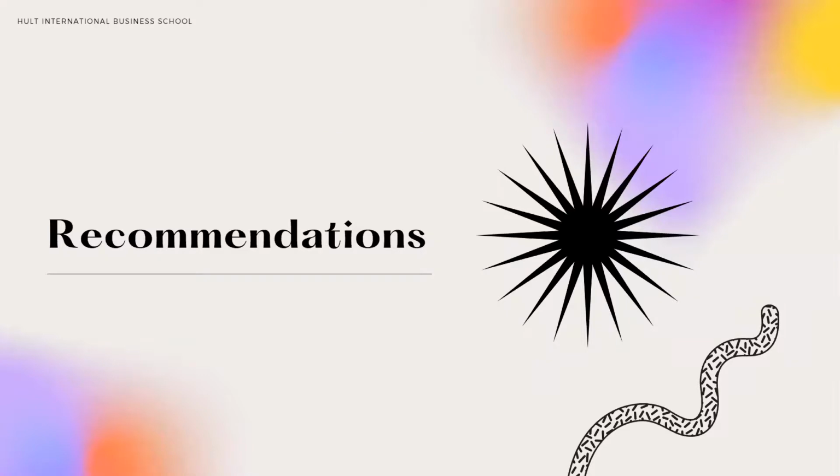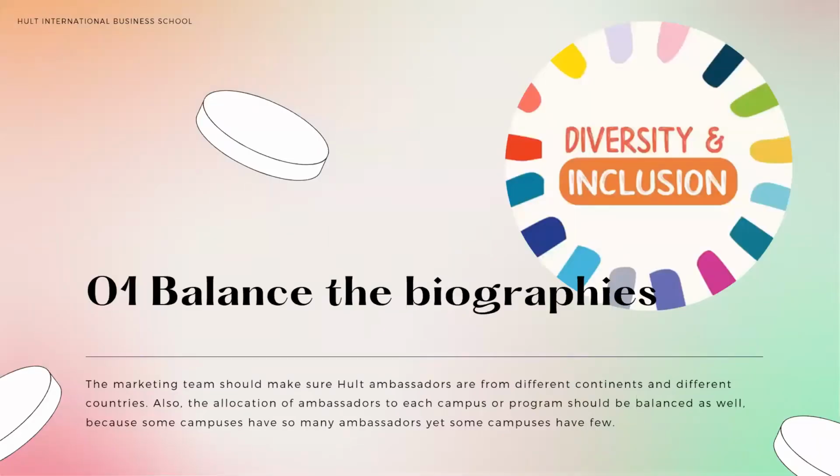So based on the findings, I will give my recommendations to the marketing team. The first one is balance the biographies of Hold ambassadors. Like I mentioned before, the ambassadors by campus and gender have region bias. Therefore, the marketing team should make sure Hold ambassadors are from different continents and different countries. Also, the allocation of ambassadors to each campus or program should be balanced as well, because some campuses have so many ambassadors, yet some campuses have few.